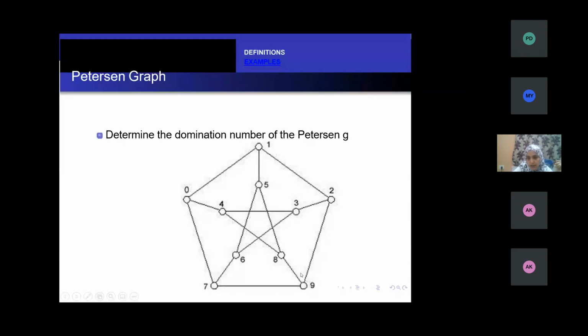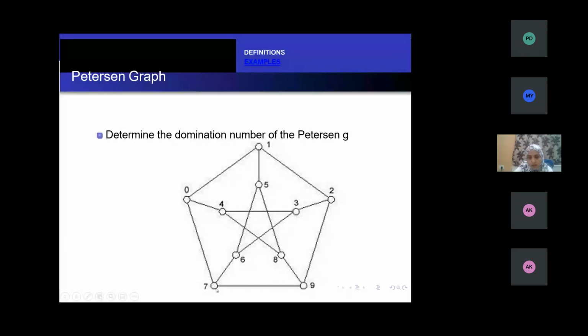Next, 1, 6 and 8 are already covered. Then we can take 3. With vertex 3, we have covered 2, 4 and 6. So in the dominating set, we have considered 5 and 3. In this 5 and 3, how many vertices have we covered? We are left with how many vertices? 3 vertices.